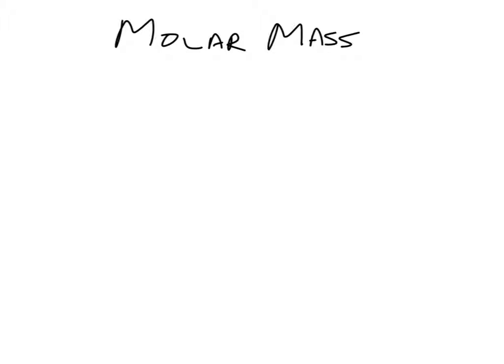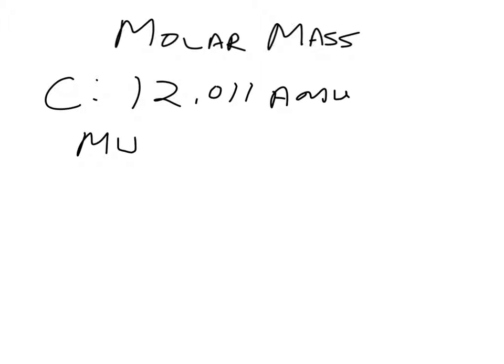To start, I'm going to use carbon. Carbon is the letter C. Its atomic mass is 12.011 AMU. So now we drop the unit AMU and use the units grams per mole. In other words, the molar mass, MW. I know it doesn't seem right to use MW, but MM looks a lot like millimeters. So molecular weight, molar mass, one and the same.